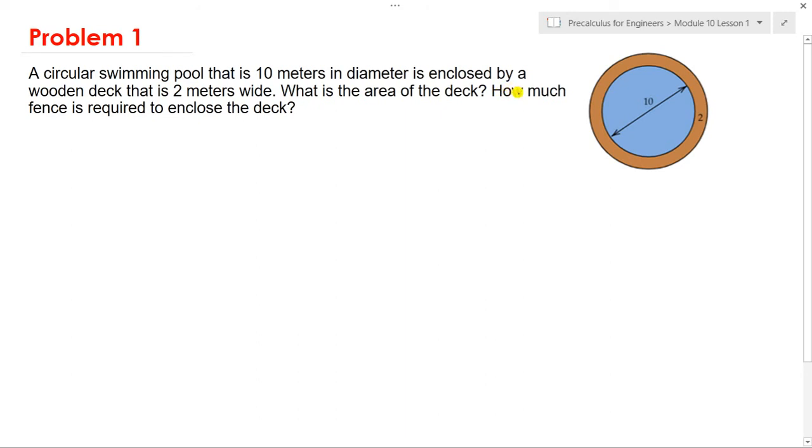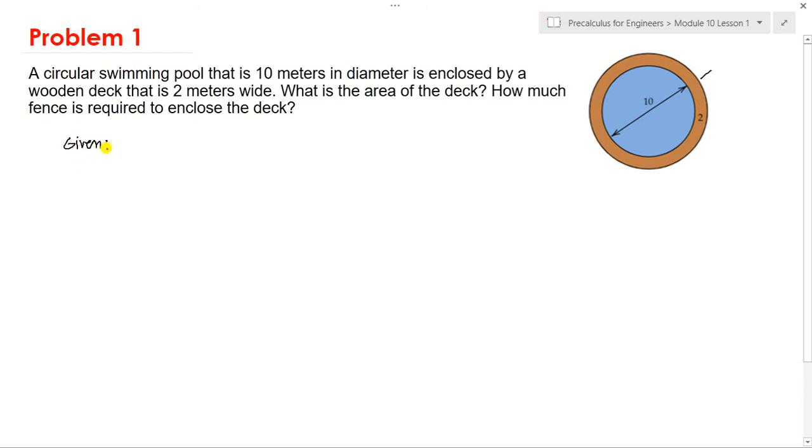Okay. So here, naa diri, makita sa figure. So kaning blue, mao ang swimming pool. Then, gi-enclose siya og wooden deck that is 2 meters wide. And then, pila daw ang fence nga required to enclose the deck. So, meaning, ang outside perimeter na.